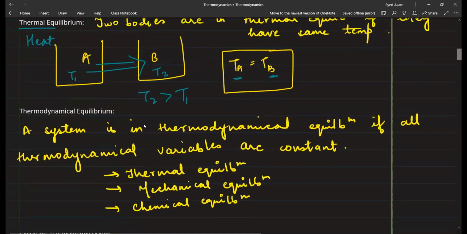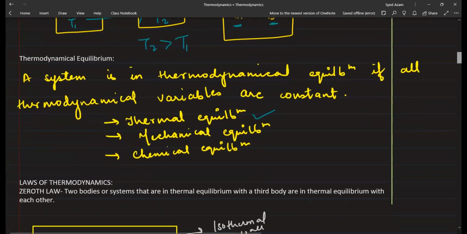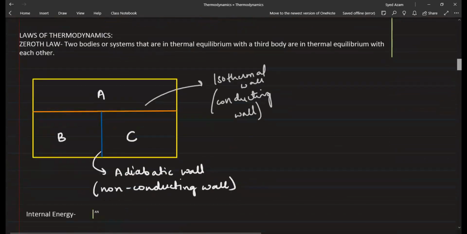You have thermodynamical equilibrium also. Like thermal equilibrium means you have the same temperature. Then you have mechanical equilibrium, you have chemical equilibrium. Now you have to focus on thermal equilibrium. If the system is thermodynamically in equilibrium, it means your pressure is constant, volume is constant, temperature is constant. Then you say your system is in thermodynamic equilibrium.